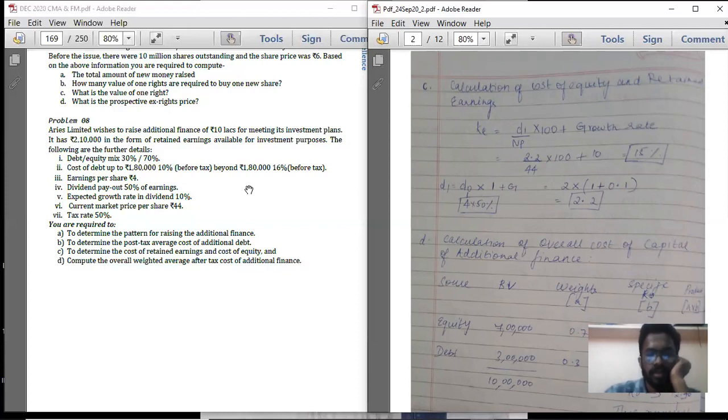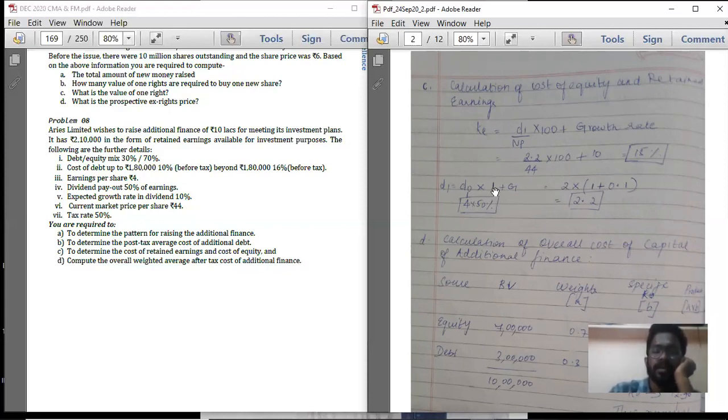What is the D1? For calculating D1, we should calculate D0 into 1 plus growth rate. Here, how much is the D0? D0 dividend payout is 50% of earnings. So earnings per share is 4. Out of that, 50% is the dividend. So 4 into 50%, you are getting 2. So D0 is 2.